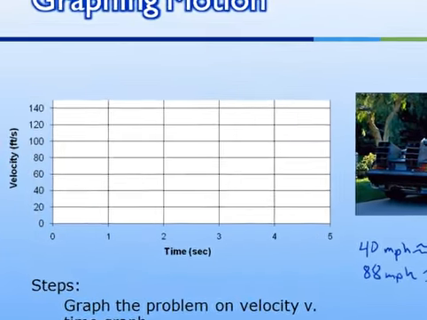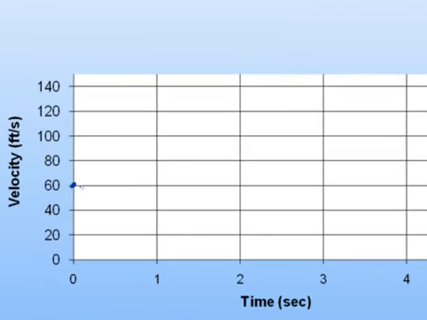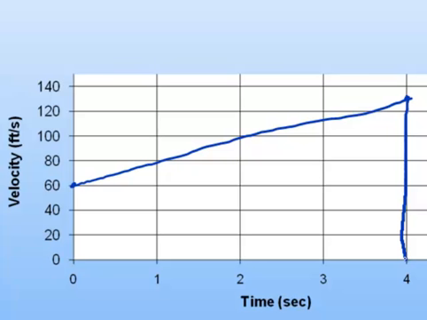Now we can make a graph pretty quickly. 60 feet per second was the starting speed, and 130 is roughly the ending speed. We overestimated, which would be fine. I think they would rather be on the safe side. And our goal now is to find the area of this object.